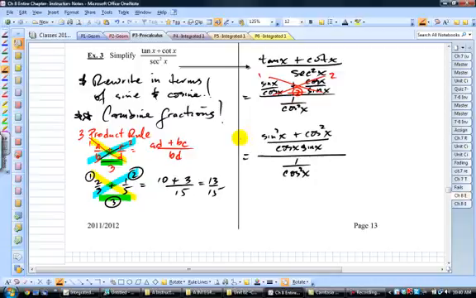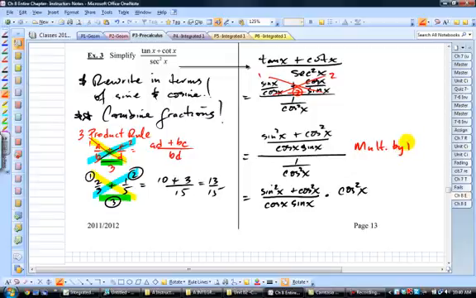Okay, now we've got a complicated fraction here. So what we're going to do is go back to grade school and multiply by the reciprocal. I'm going to take this top fraction, which is sine squared x plus cosine squared x, divided by my denominator, cosine x times sine x, and multiply by the reciprocal, which is just cosine squared x. All I did was multiply by the reciprocal, and we're going to do that all the time in this class. Believe it or not, grade school math comes up all the time.